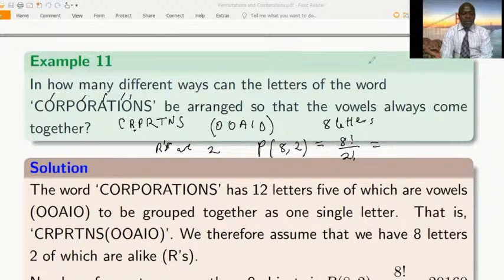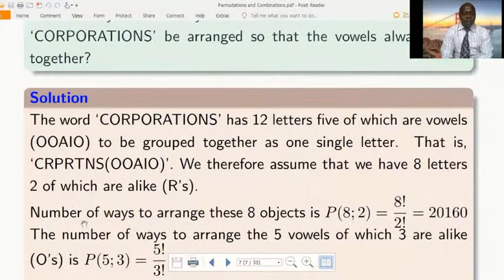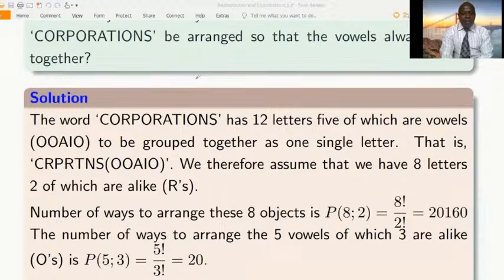Use your calculator and see what you get. Let me just see what I was getting. Let me scroll down. Yeah, so 8 factorial over 2 factorial is giving me 20,160 words. Now, just as we did earlier, we now consider what about among the vowels? How many permutations will there be? So we have been given these vowels. How many arrangements can you make?